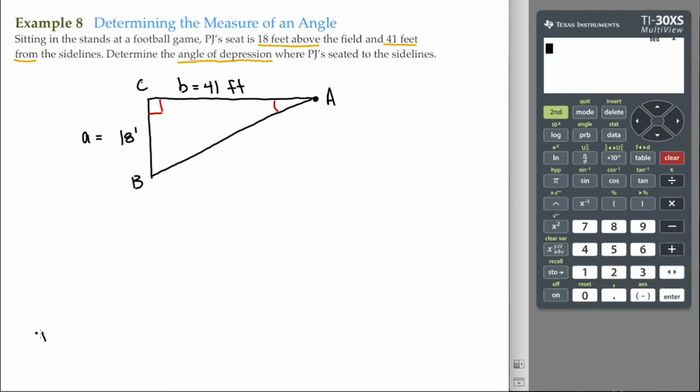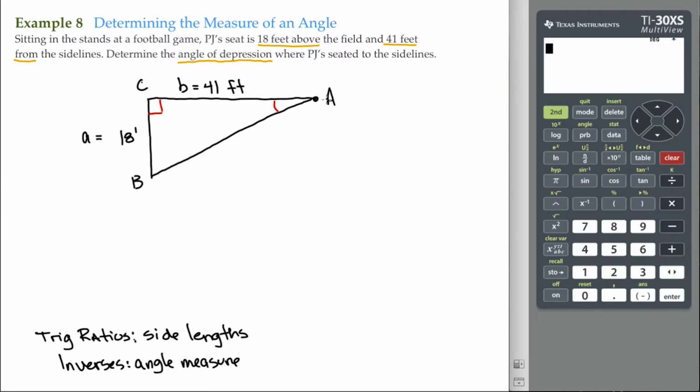Now remember, for trig ratios, we are trying to determine side lengths. Their inverses we use when we're trying to determine angle measures. So we're trying to determine an angle measure. And here, we labeled it as angle A. So all I have to do is look at what information I have in relationship to angle A here. And it seems as though I have an opposite here and an adjacent here.